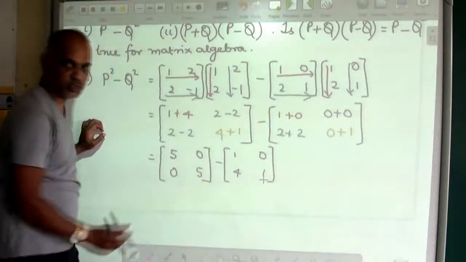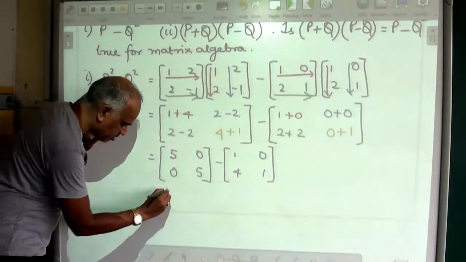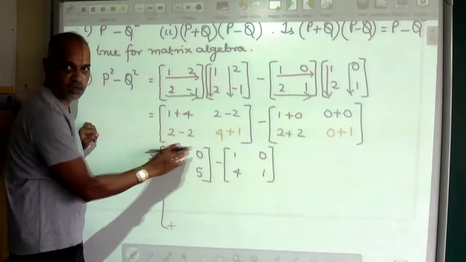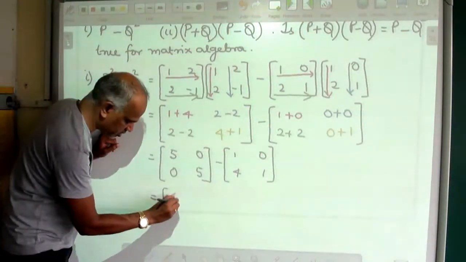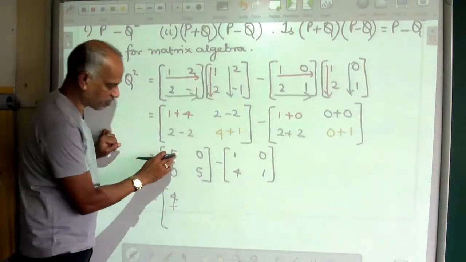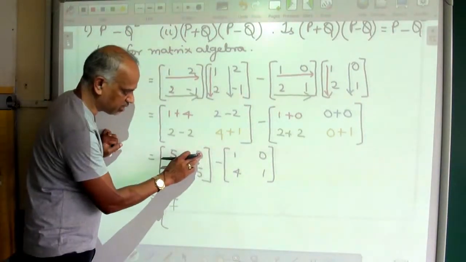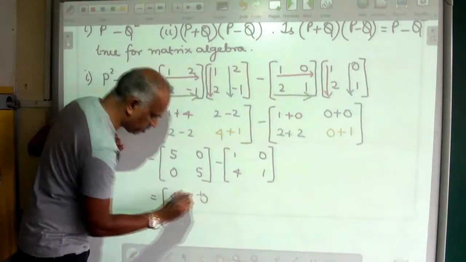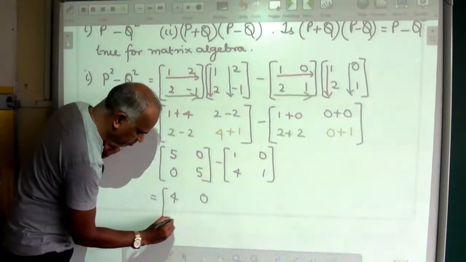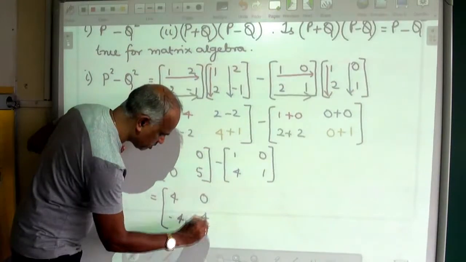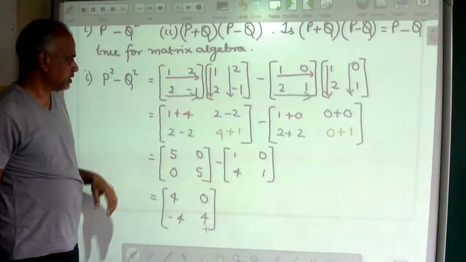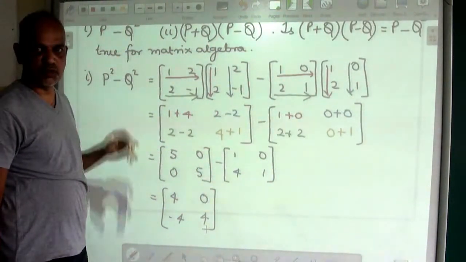And subtract these two matrices. Subtraction is easy. Here you have to take each element now. 5 minus 1, that's 4. This is not multiplication, subtraction. So 5 minus 1, that's 4. Then 0 minus 0, which is 0. 0 minus 4 is minus 4. And 5 minus 1, that's 4. So this is P squared minus Q squared's value.